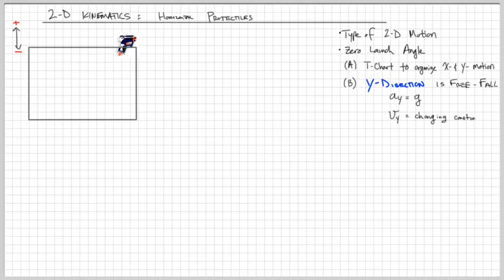Except in this horizontal projectile, we're actually going to go through and analyze each part of the projectile's motion in the x and y direction and figure out what types of values we can solve for. So, this is a type of 2D motion.